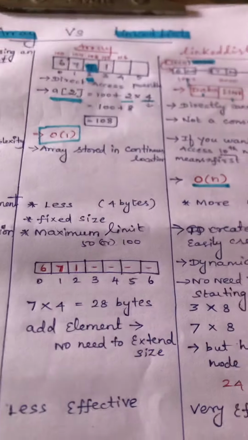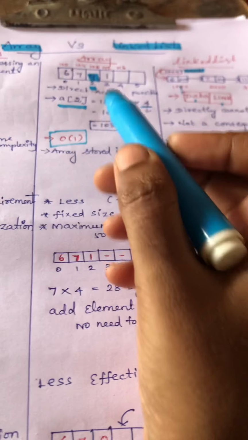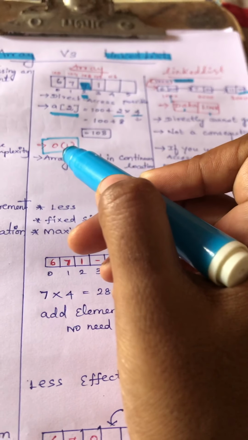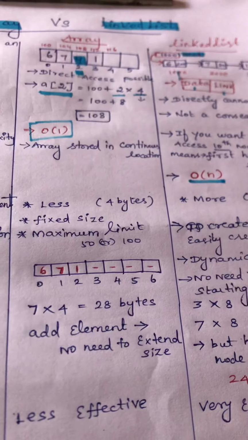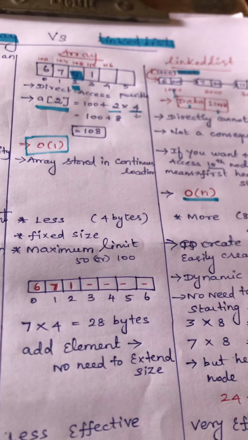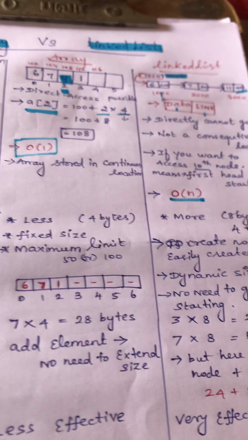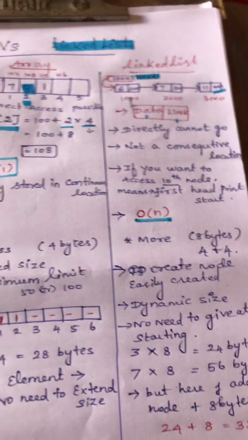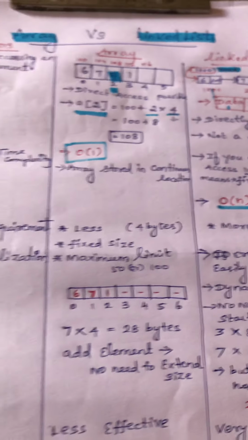So order of n. In an array we can access directly, so the time complexity is order of 1. An array is stored in continuous locations. In a linked list, the locations are not consecutive.